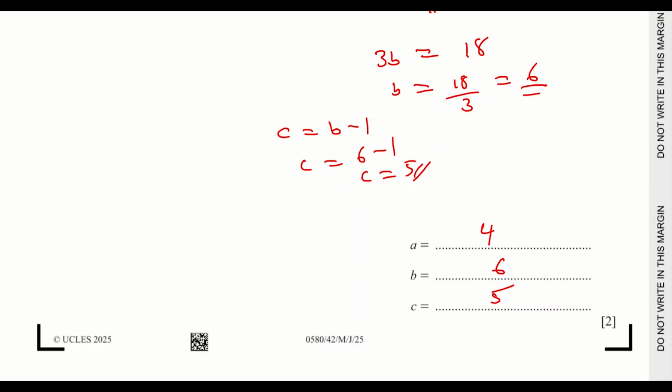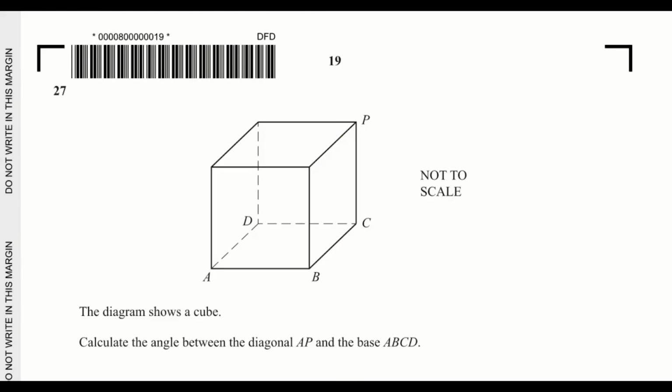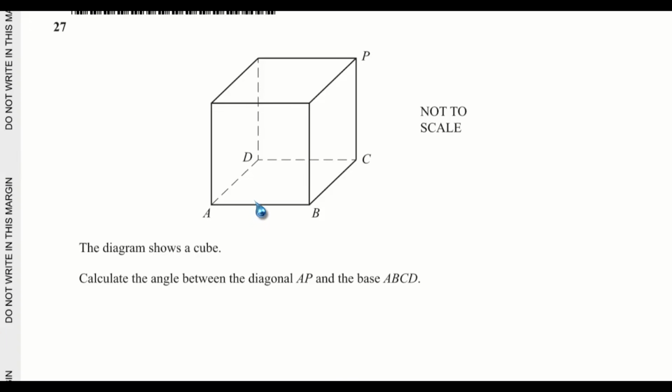Okay, so we're almost done. This is the last question. Okay, this question, the diagram shows a cube. Calculate the angle between the diagonal AP and the base ABCD. Okay, so since we have a cube, that means all the sides are equal. L, L, L, L, L, L. And we also have the height to be L as well. Okay, so this is what you have here.